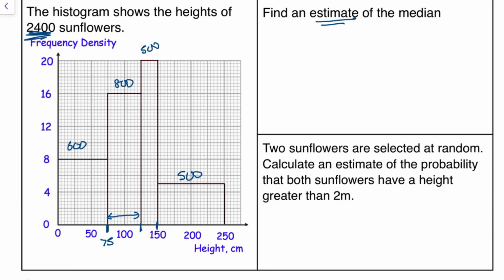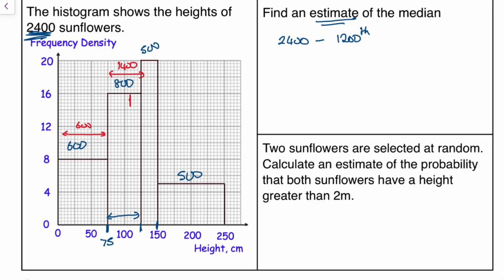Well, the estimate of the median is going to be, if there's 2,400 plants, I want the 1,200th plant, in other words, halfway along. Now, if I think about my cumulative frequency, this here is the first 600 plants. And then this goes from 600 up to 600 plus 800 is 1,400. So therefore my 1,200th plant must lie somewhere in this box here.